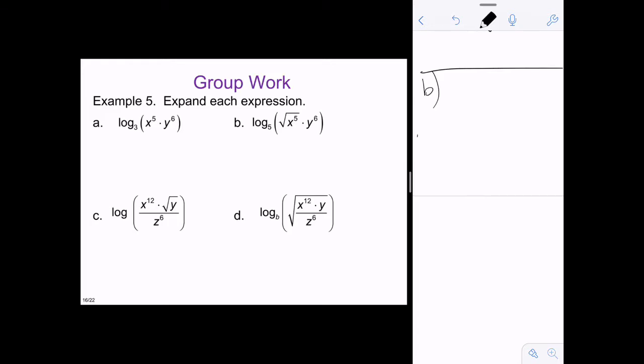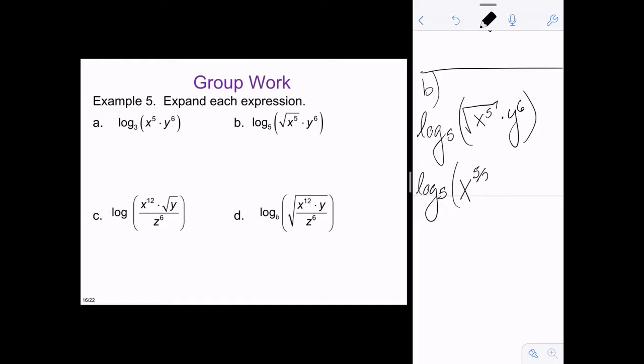So welcome back. I hope that you tried all of them. So we've got log base 5 of the square root of x to the 5 times y to the 6. And notice that y is not underneath the square root, just x's. So I'm going to clean up that power first so that I actually know what power x is being raised to. Do you remember that this is x to the 5 halves?